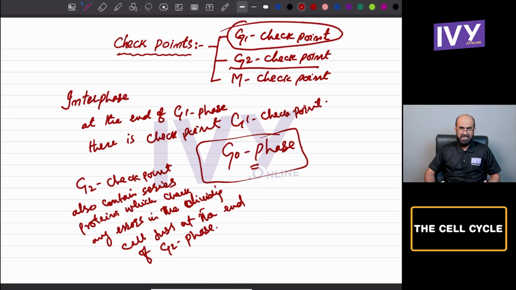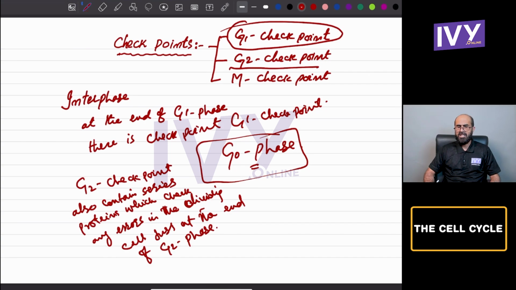If yes, then the cell will proceed and it will enter into mitosis, because G2 is the end of interphase. So the G2 signal means the cell has successfully completed doubling of all the contents in the cell. And then it will move into mitosis and will start the prophase. Now, it will move to prophase. At the end of prophase, then we start the metaphase.